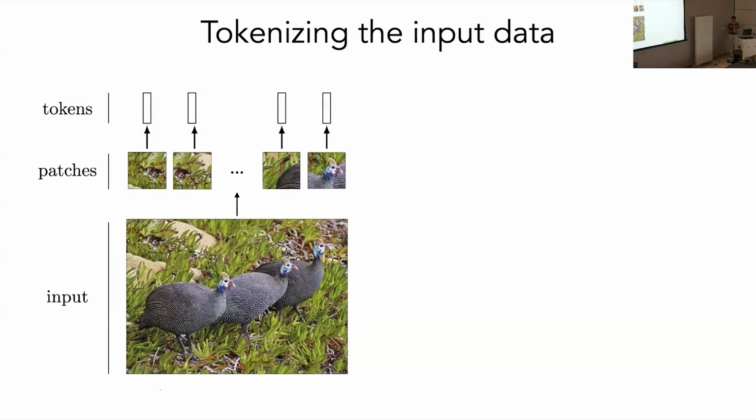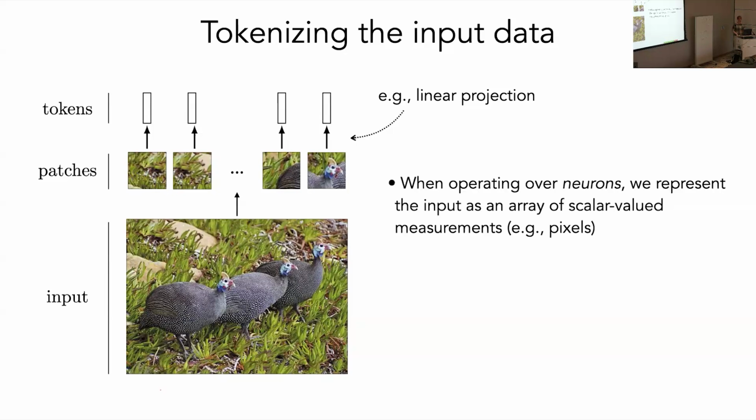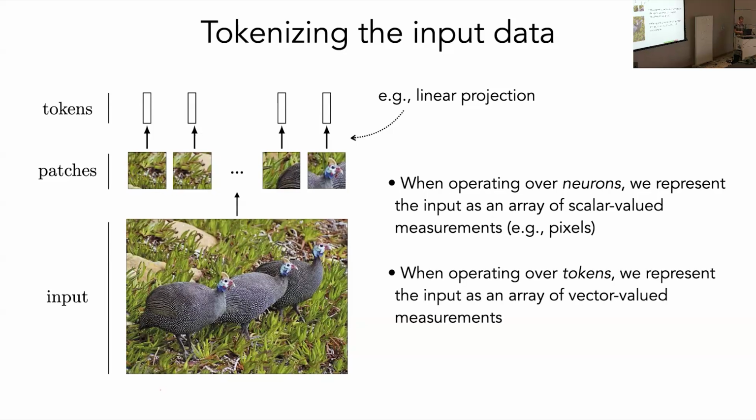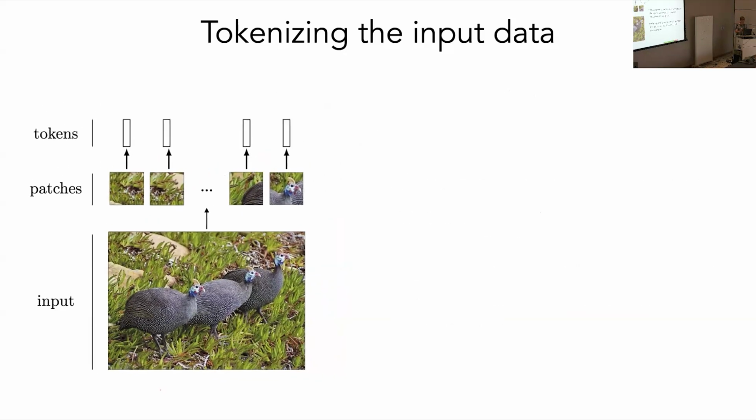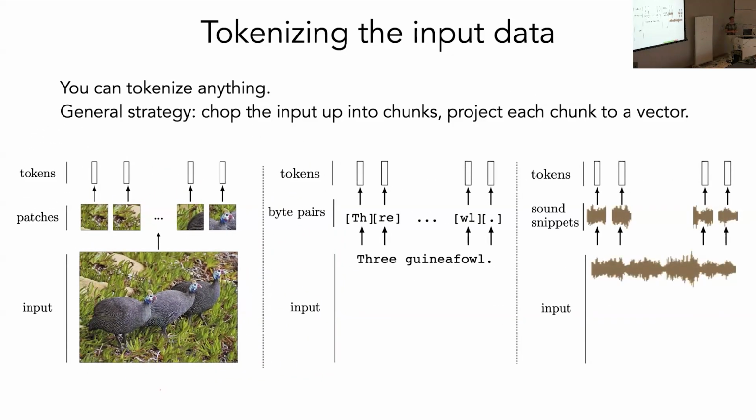So if you're talking about tokenizing your input data, now you have your input. You take all of these different patches, and then you generate a token representation for each patch. This might be something like a linear projection, right? It could just be a linear layer that you learn that generates that token for every patch. The important part is that that linear projection is going to be shared, so you're going to use the same filter for every patch. Now, when you're operating over neurons, you represent the input as an array of scalar valued measurements like pixels. When you're operating over tokens, you represent the input as arrays of vector valued measurements. So now the important point is you can tokenize anything.